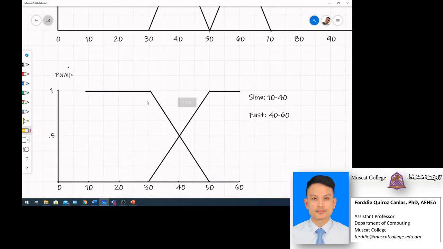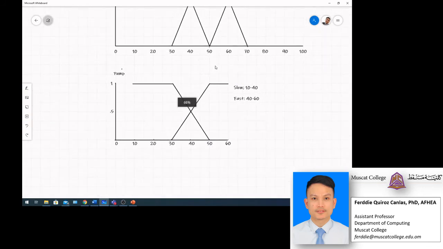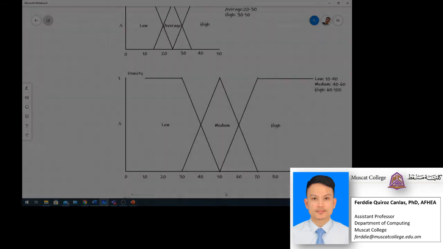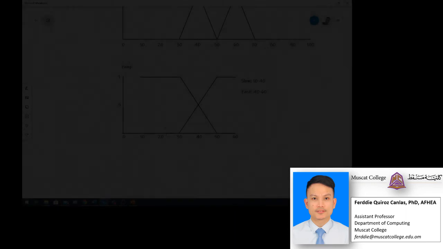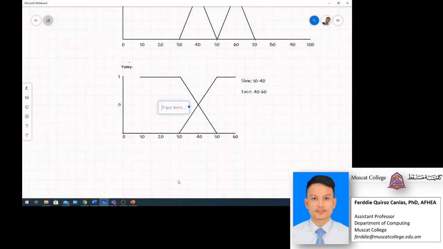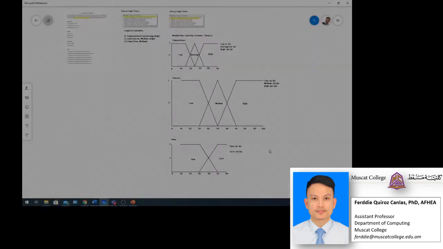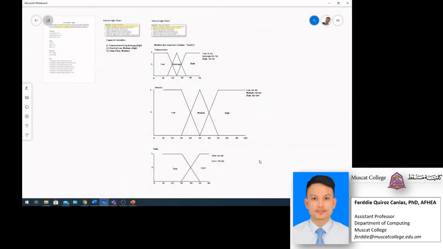Any question here? Try to label them. This is for slow and this is for fast. Okay, our graphs were now complete. We can now proceed to the next step.